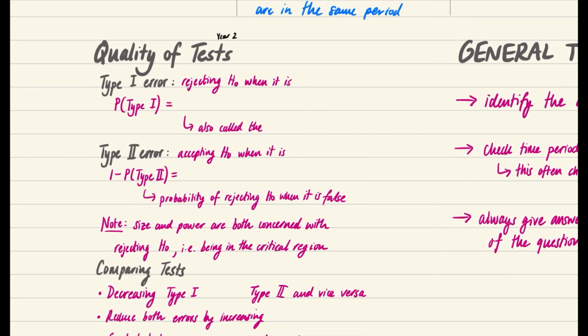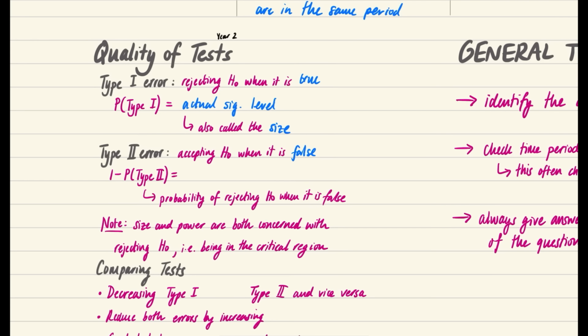Well, it's rejecting H0 when it is actually true, because we're rejecting something and we're saying, hold on a second, the thing that we rejected was actually true. Now, the probability of a type 1 error occurring is the actual significance level. It's the actual significance level that we've got here. And this probability of a type 1 error, the actual significance level, is also called the size of the test that we've got. Now, a type 2 error is when you accept H0 when it is actually false.